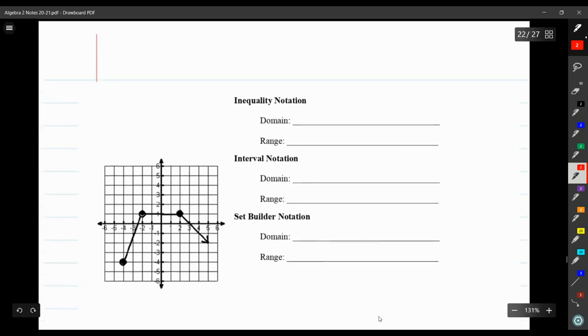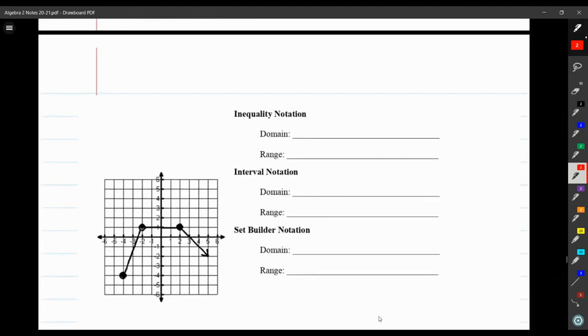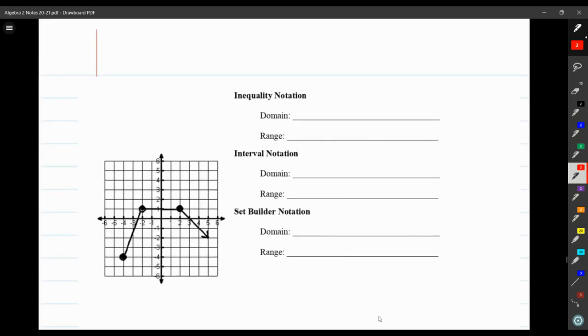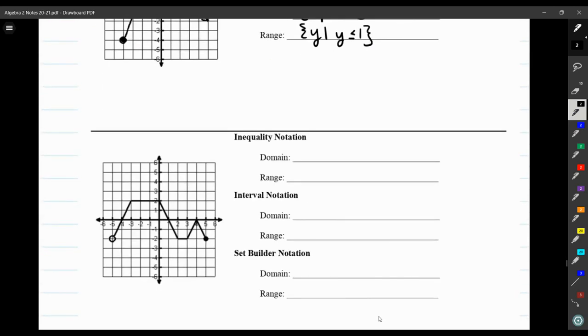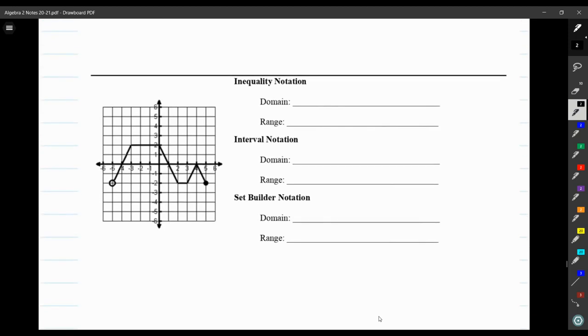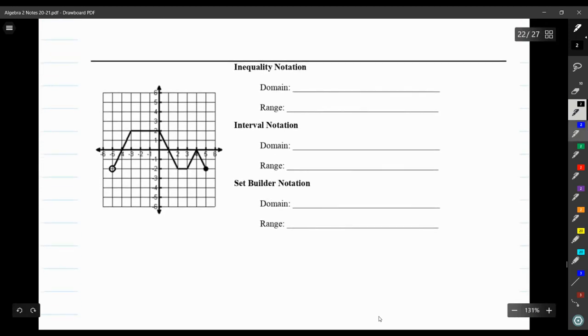So I would like you to see if you can try this example here. So this will be example 6. See if you can get example 6 with the domain and range in each notation to the right. This is what you should have come up with for a solution. And then let's do this last one together.